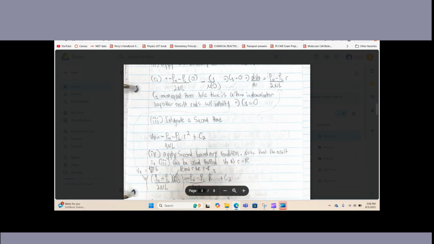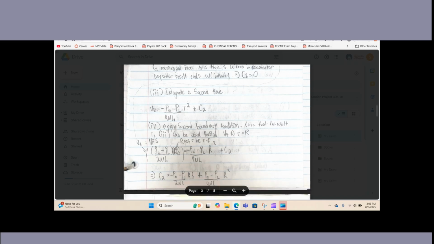So now we're integrating a second time, and the integral of r over 2 is just r squared divided by 4 plus c2. The integral without bounds. So now we're going to have to apply the second boundary condition, and this vz value.